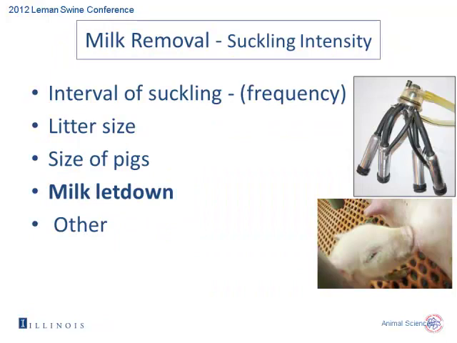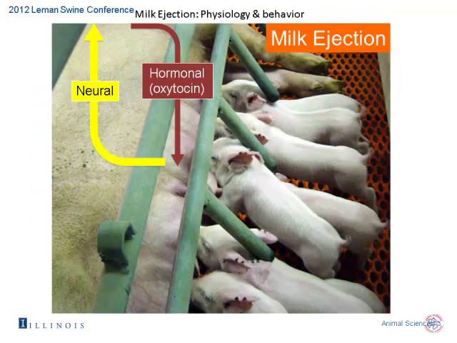You guys all know this. Everybody in here probably knows about milk ejection, oxytocin, that good stuff. So the pigs stimulate the gland, which sends nerve impulses to the brain, and the posterior pituitary releases oxytocin that goes back by the blood to the mammary glands and causes the myoepithelial cells to contract and squeeze the milk out of the lumen of the alveolus down through the ducts and out.